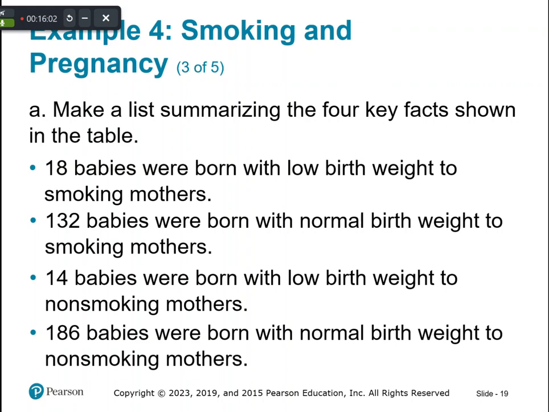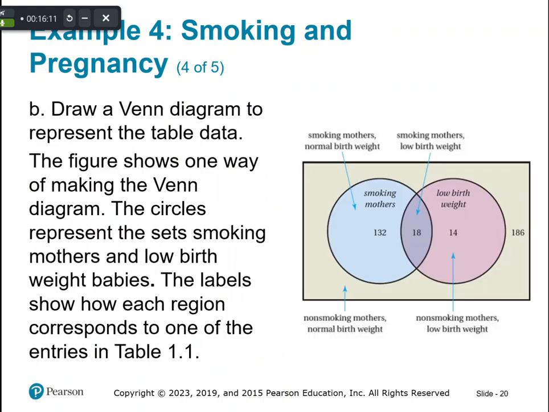Well, this doesn't seem fair. They did 200 non-smoking and only 150 smoking. It seems like, in order to have a good study, you should have had equal amounts of both. So now we want to draw a Venn diagram to represent the data. Okay, what did the data say? It said we had 18 smoking mothers with low birth weight.